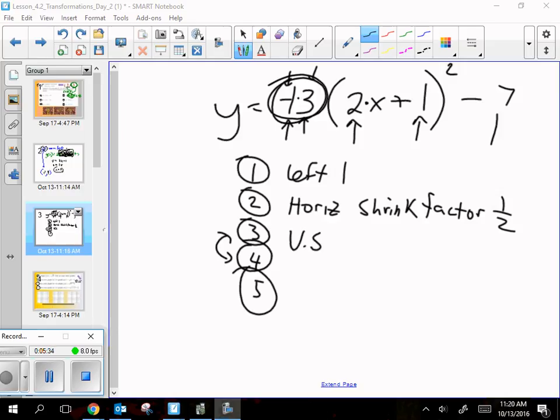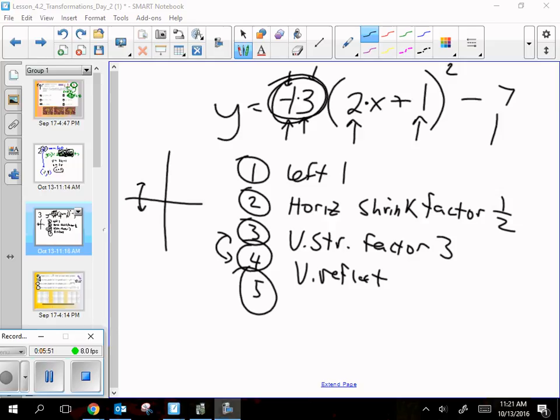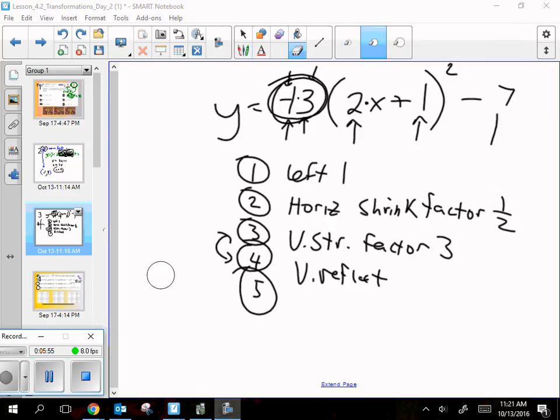So this is going to be a vertical stretch factor 3. And then a vertical reflect. And notice I don't have to say over what axis because I said vertical. Now it happens to be over the x-axis when you go vertical. That's going vertical and it's going over the x-axis. All right, so last thing, the 5, is down 7.